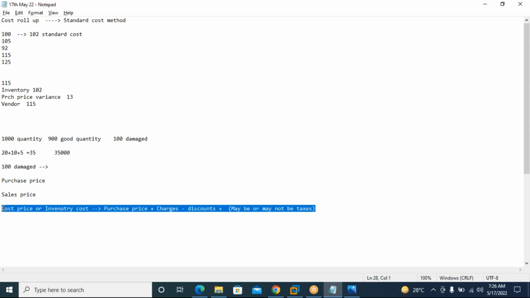So this cost price, we'll discuss later. But the system will calculate cost price itself. You need not do anything. The system will take care of the cost price calculations by default.